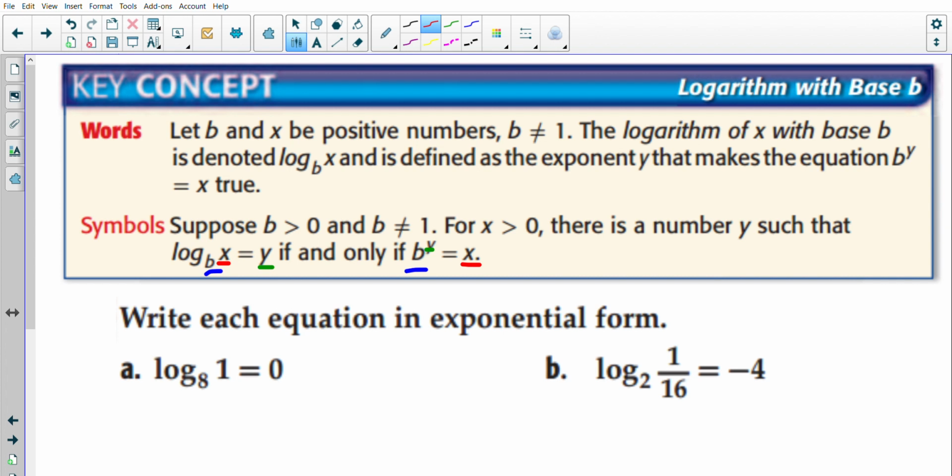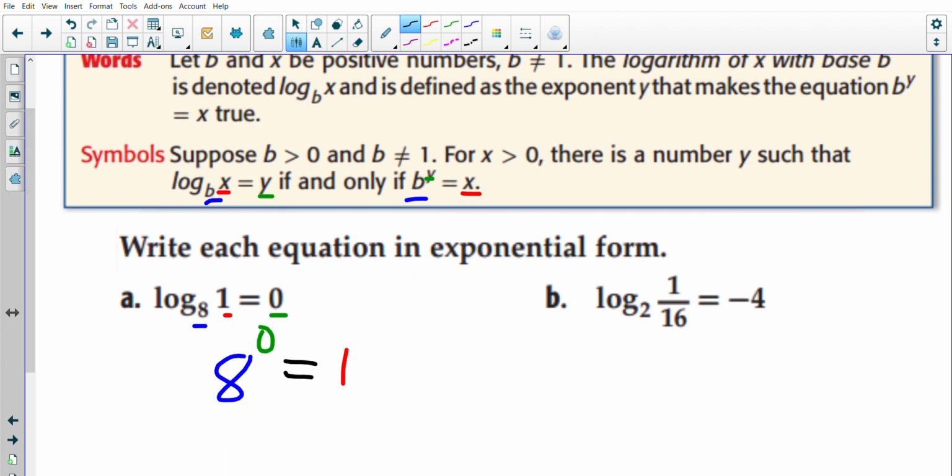So we have our b here, so we're going to write each equation in exponential form. Log base 8 of 1 is equal to 0. So 8 to the answer is equal to the x. And if you plug in your calculator, 8 to the 0 power is equal to 1, and anything to the 0 power is equal to 1, so we know that is correct.